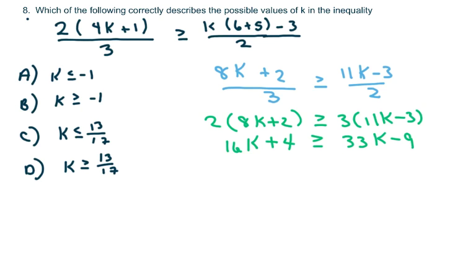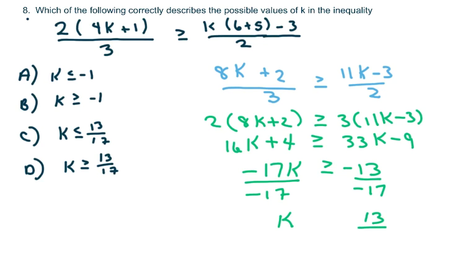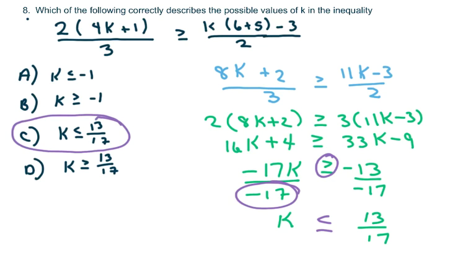Therefore, if you subtract and all that good stuff, we get negative 17k is greater than or equal to negative 13. We're going to divide both sides by negative 17. So basically you get k here, and this is going to be 13 over 17. And remember, when you divide by a negative, you have to flip the sign. So it's going to be less than or equal to 13 over 17.